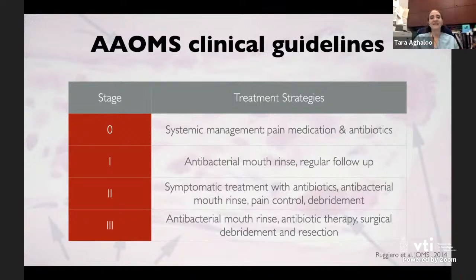You can see the stage from 0 to 3, and generally stage 0 and 1 are going to be managed with an antimicrobial rinse and regular follow-up, possibly pain medication and antibiotics if we have either symptomatic stage 0 or symptomatic stage 2. In stage 2, the AAOMS is recommending debridement, and in stage 3, larger surgical debridement or resection of the jaw.